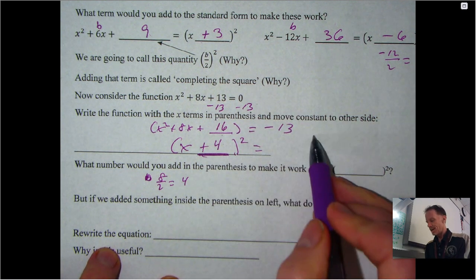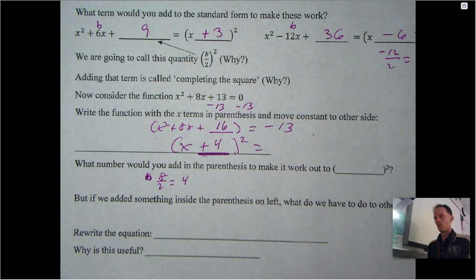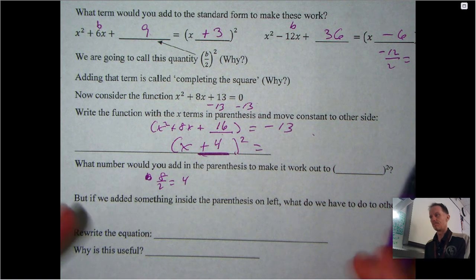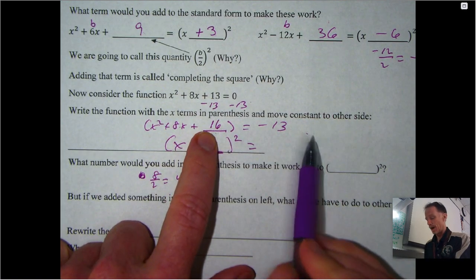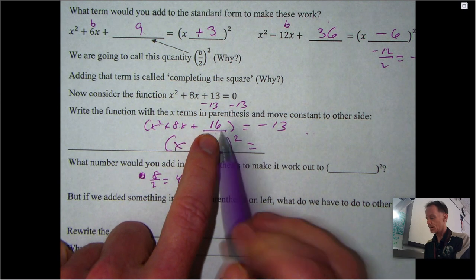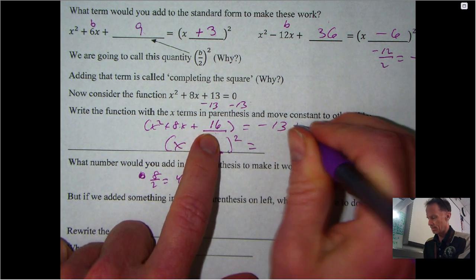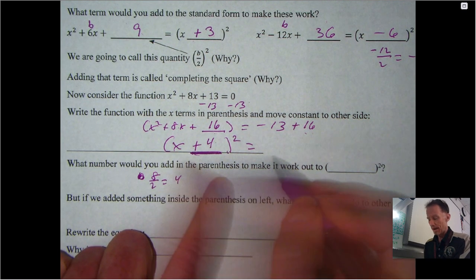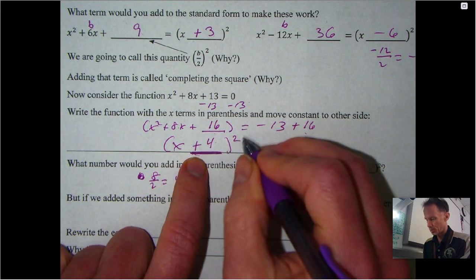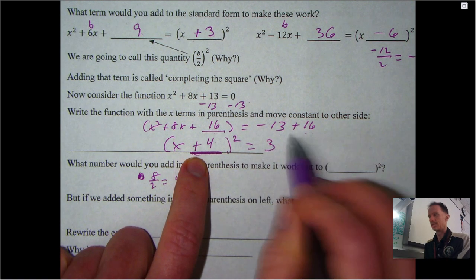Now, on this other side, don't forget your Algebra 1 teacher and what they said about a billion times: whatever you do to one side, you have to do to the other. So I just added this random term in here, so I've got to add that same thing to the other side of the equal sign. So now my equation just becomes x plus 4 squared equals 3 when you clean that up.